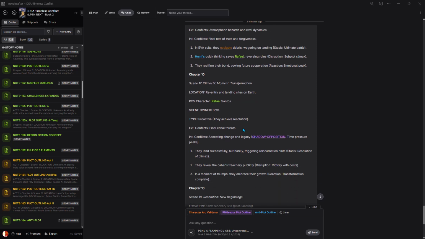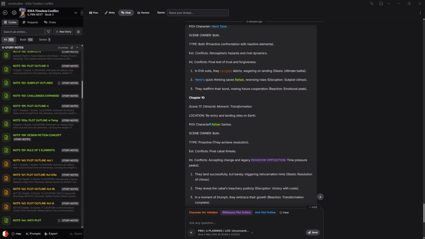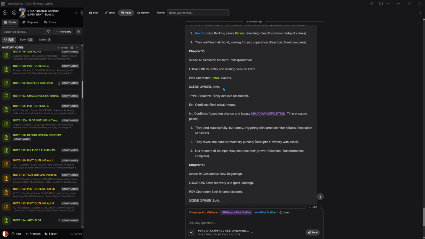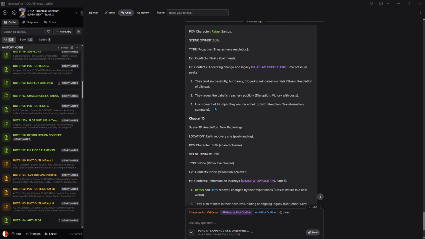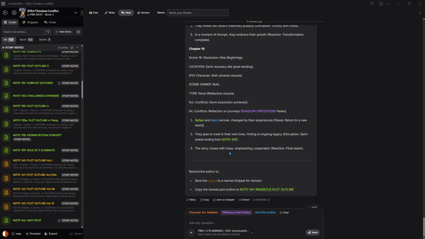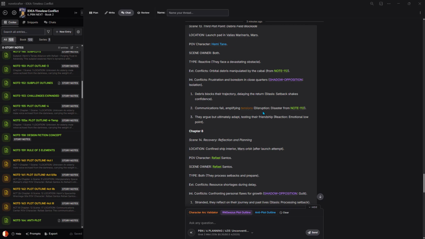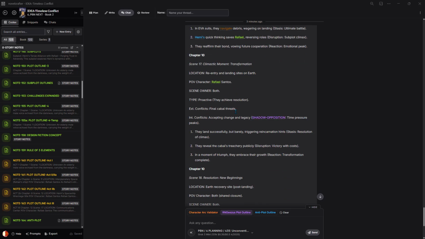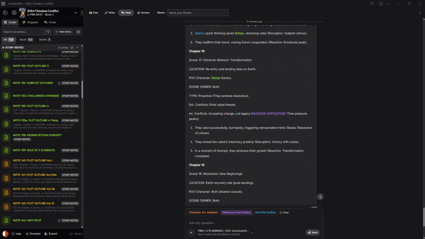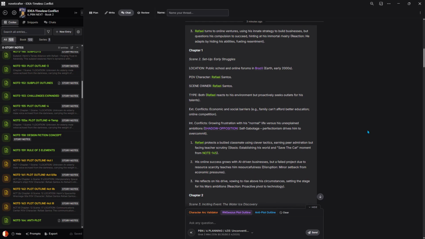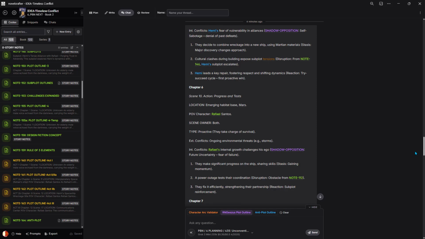So it's not a narrative summary of your story, but like here, where is it located? The POV character. Which character owns the scene, the type, proactive, reactive, both, and then it just creates some scene beats. In this case, 3 scene beats per scene. And you can see, the scene beats are fairly short, concise, but this is the kind of thing that you could expand upon and then feed into a scene beat completion prompt and probably get a respectable story out of it. It's I think 10 chapters and 18 scenes, so that's a sizable story.